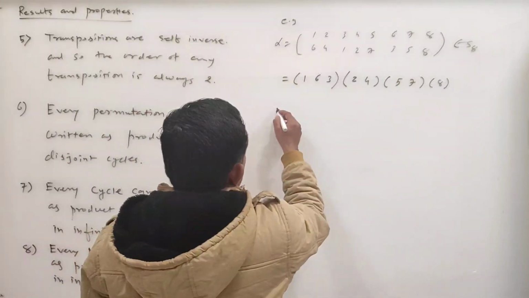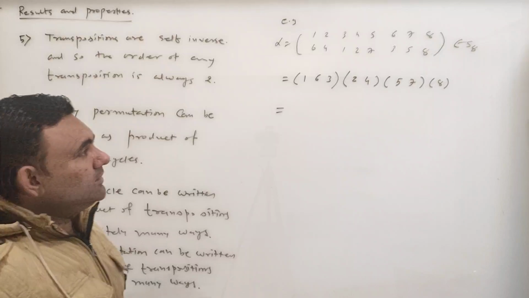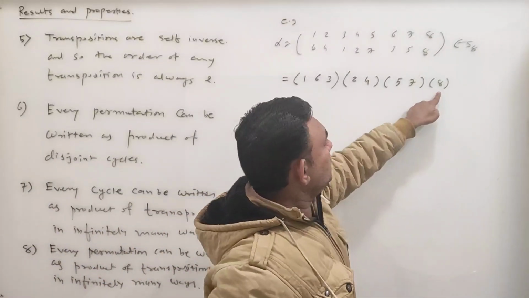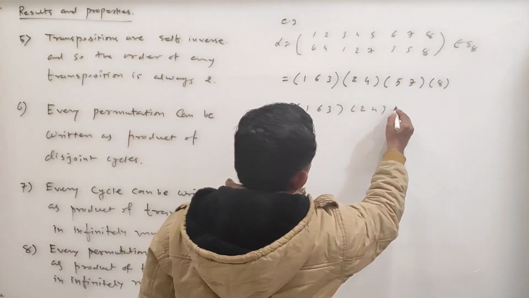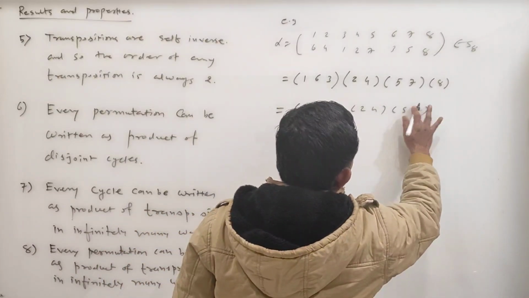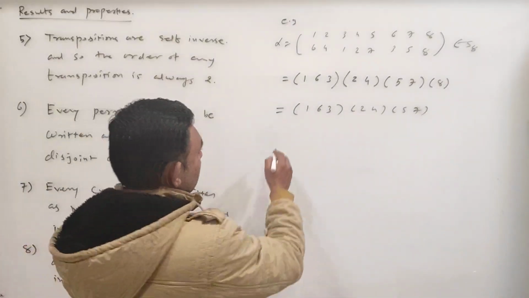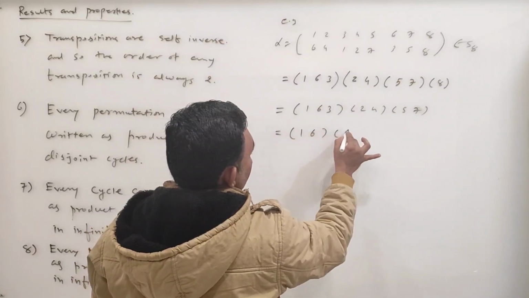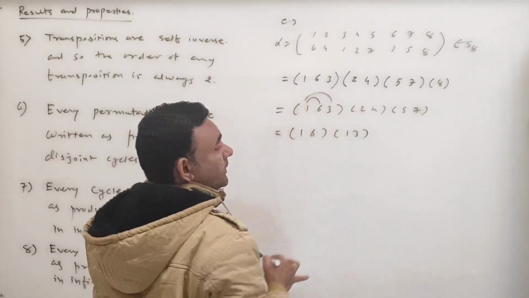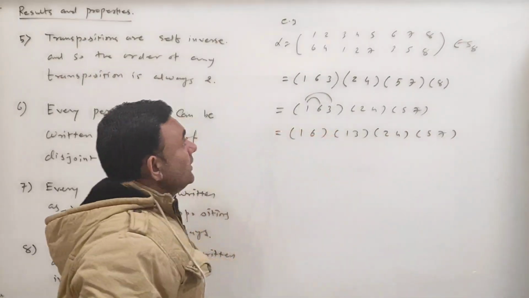नाउ these two are transpositions and this one is identity. So first of all, no need to write this 8, so it is 1 6 3, 2 4, 5 7. No need to write it because it represents the identity. Now 1 6 3 can be written as 1 6 and 1 3, that is 1 6 1 3, and this 2 4 5 7. तो क्या हुआ?